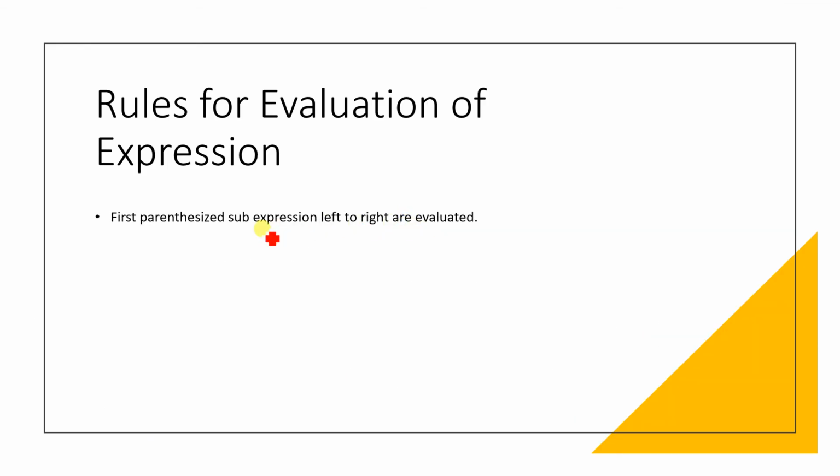So the rules are something like this. First, the parenthesized sub expressions are evaluated from left to right. That means if your expression contains something, let's say 2 plus 3 into 4 divided by 2 plus 3, suppose this is the expression that I have given, c is equal to something like this. Then what will happen? First the parenthesized sub expressions are executed. So in this particular case, first 2 plus 3 will be executed, then according to the precedence other operations will be done.